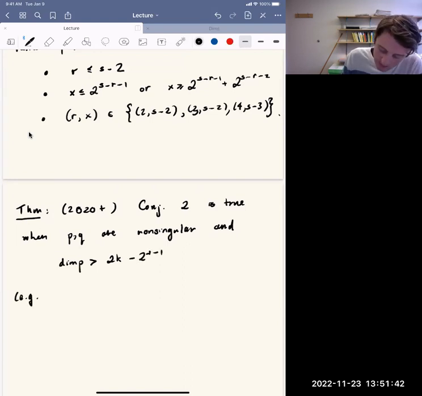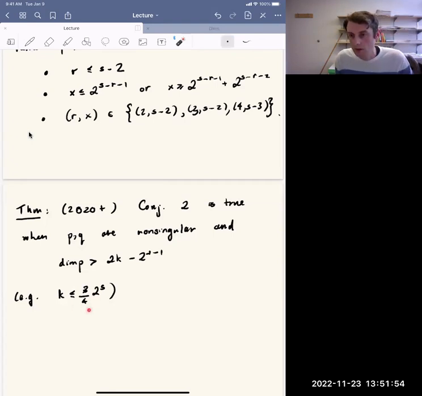So one case where that's satisfied is where the integer K is at most 3/4 of 2^S. And as I said, that proves conjecture 1 in 3/4 of the cases where it's interesting.